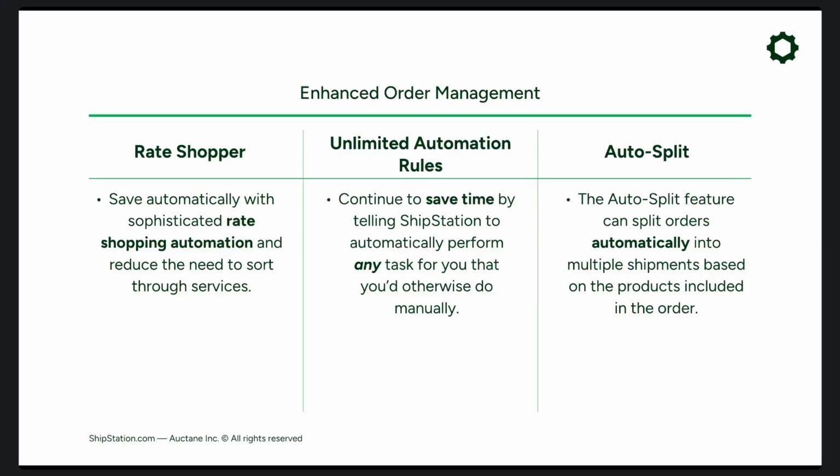This feature automatically separates orders into multiple shipments when items need to be fulfilled from maybe different warehouses or if certain products require special handling. So, those products with those unique shipping requirements can now be split into those multiple shipments automatically for you.